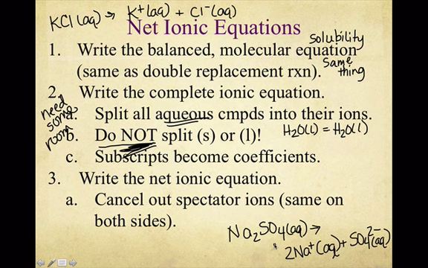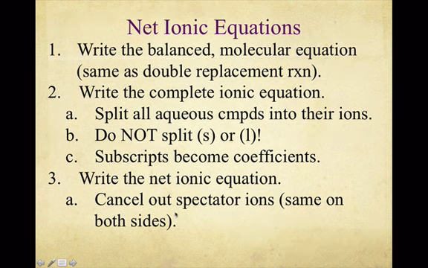Subscripts become coefficients. That's what I was doing down here where there were two Nas and I brought it up to be a coefficient in the front. Then after that, you're going to write the net ionic. So we have the balanced molecular equation, the complete ionic, and then the net ionic. The net ionic is where you're going to cancel out spectator ions. Those are ions that exist on both sides of your reaction. And that might be a little more clear once we do an example with this.